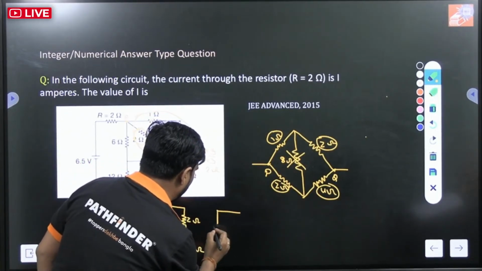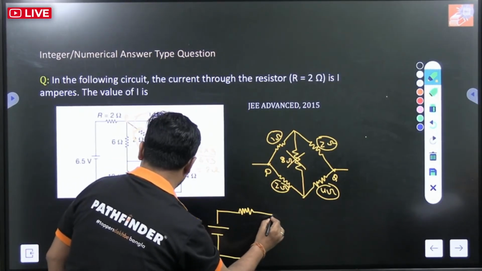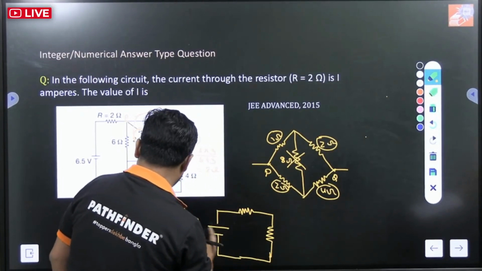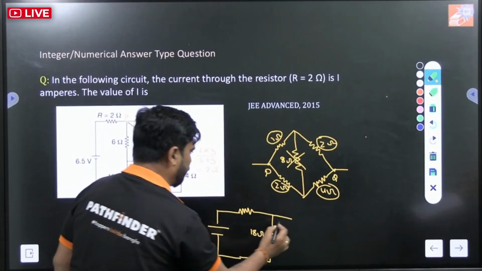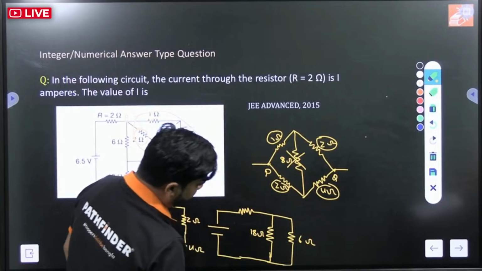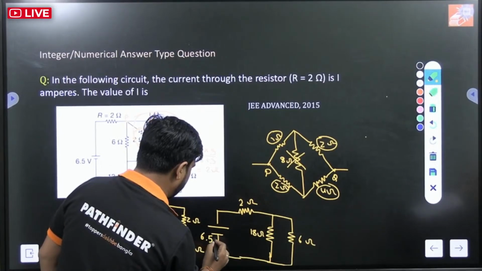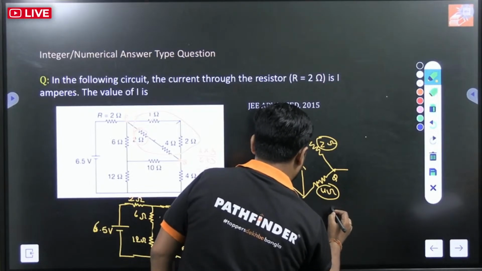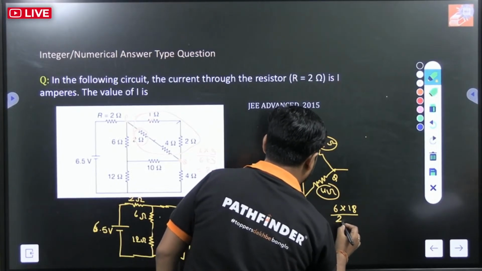सो यहाँ पे अगेन मैं थोड़ा सा ड्रॉ कर लूं सर्किट को. सिक्स प्लस 12 18 ओम, और यहां पर क्या हो गया, 4 + 2 6 ओम, ठीक है. और दिस वन इज 2 ओम. दिस इज 6.5 वोल्ट. अच्छा, 6 and 18, what is the R equivalent? 6 into 18 divided by 18 plus 6, which is 24.